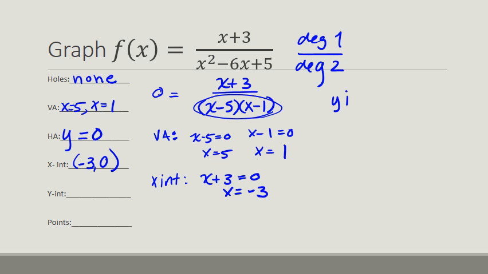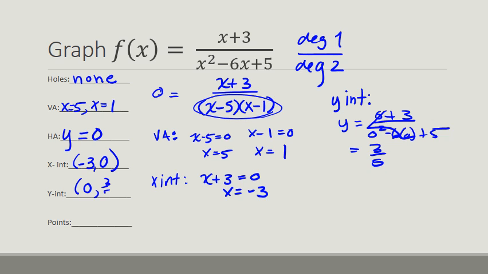To find my y-intercept, I'm going to put 0 in for x and solve for y. So these all cancel, and I get 3/5. So my y-intercept is going to be 0 and 3/5. And then we're going to use the graphing calculator in order to find more points.